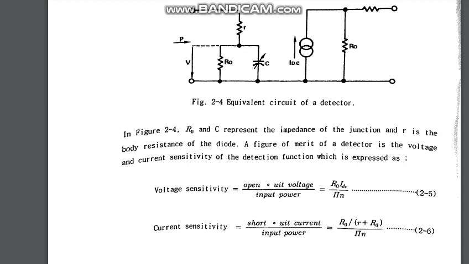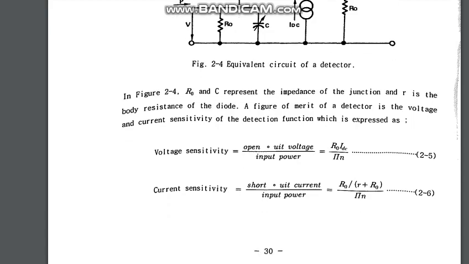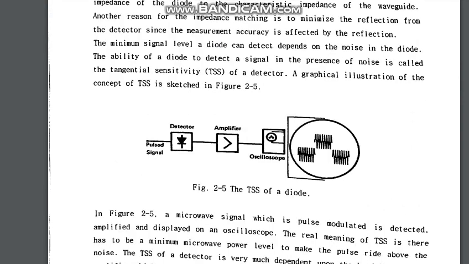A figure of merit of a detector is the voltage and current sensitivity of the detection function. Voltage sensitivity is equal to R naught times I_sc divided by P_in, that is the input power, and current sensitivity is the short circuit current times R naught divided by R plus R naught, and P_in is the power. So there is a part of sensitivity all along with it.